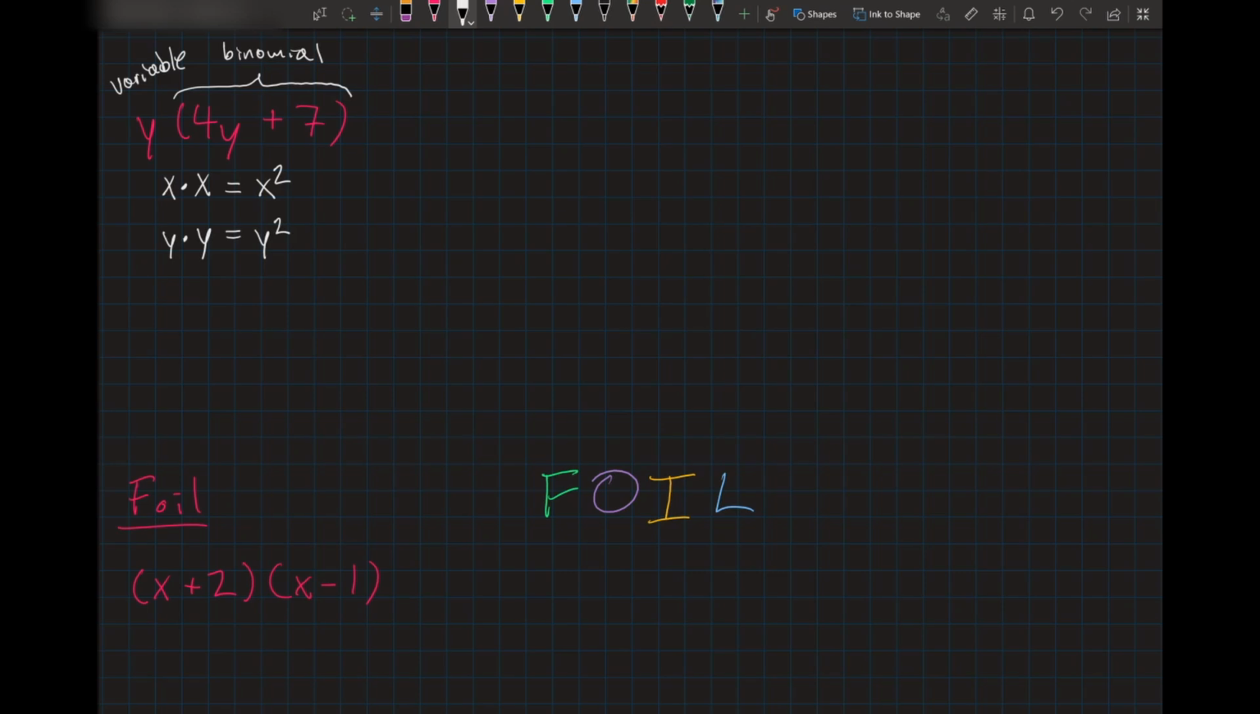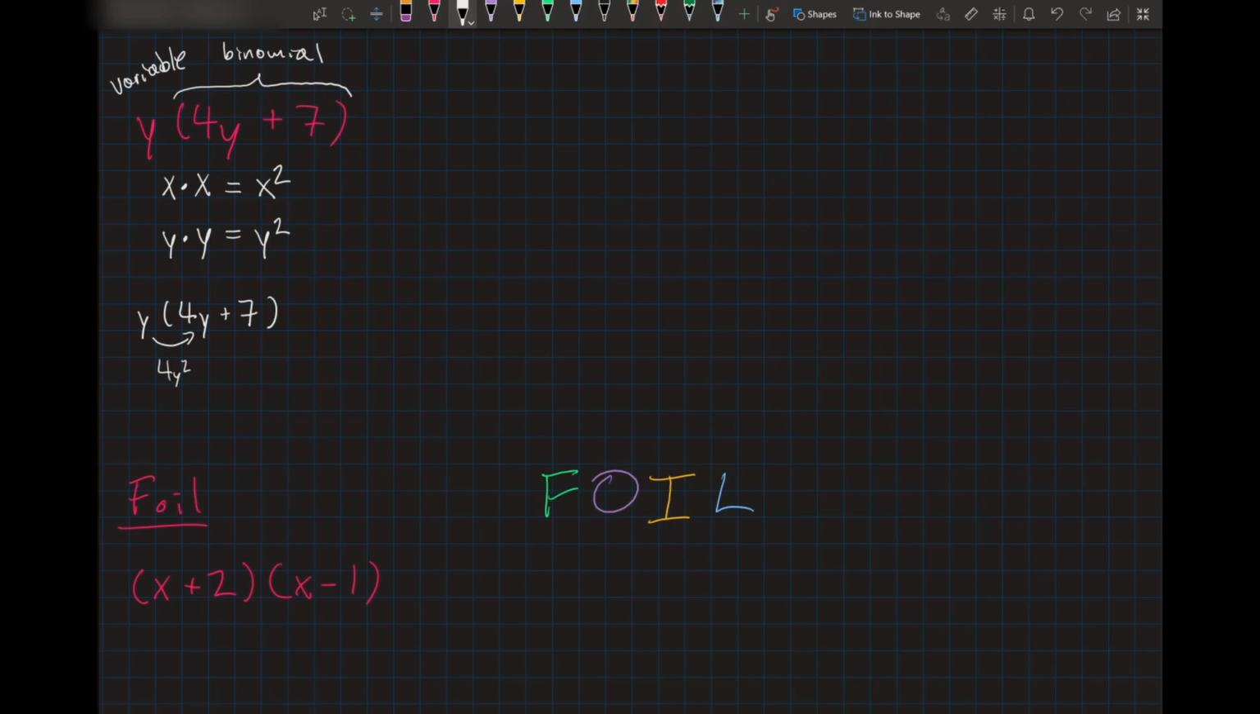Alright, so when we're expanding this problem here, what we're just going to look at is y times 4y plus 7. We're just going to do y times 4y, so that's actually just 4y squared, based on this idea here.